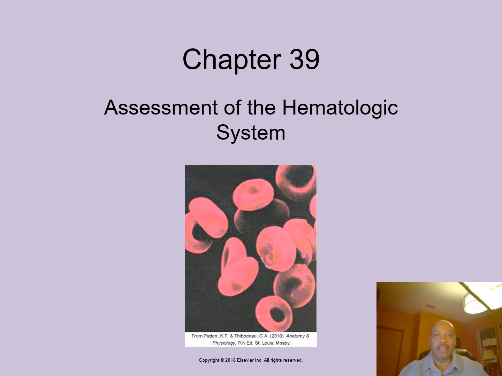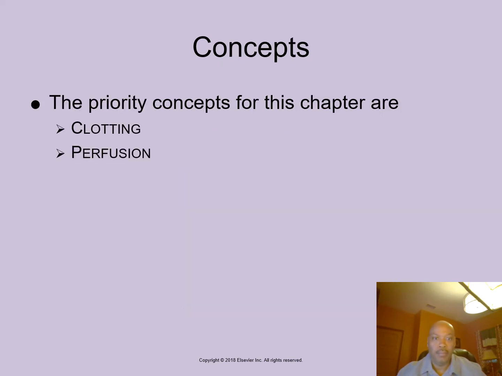And again, this is Chapter 39, Assessment of the Hematologic System. And of course, the picture that you see is a normal red blood cell. And so some priority concepts for this chapter are clotting as well as perfusion. This all has to do with the hematologic system, so that just makes sense.